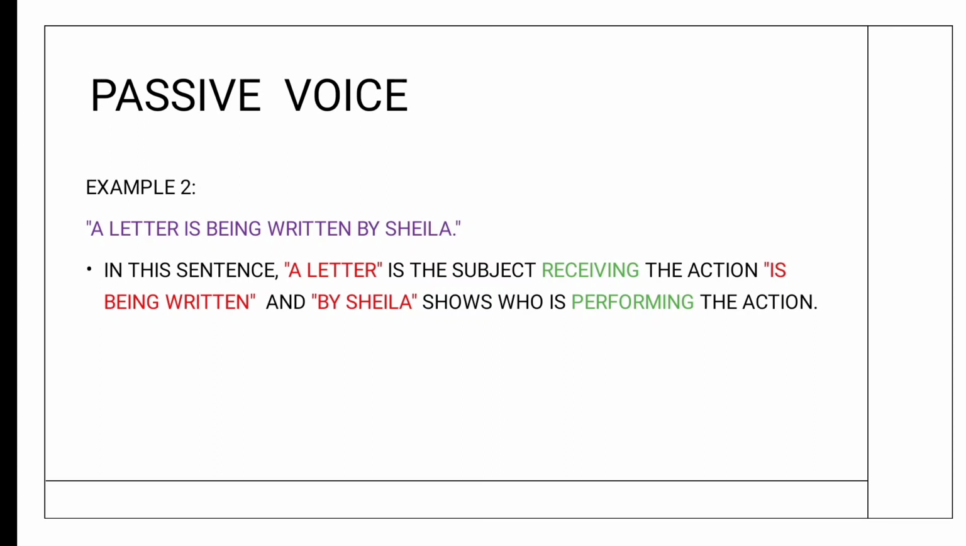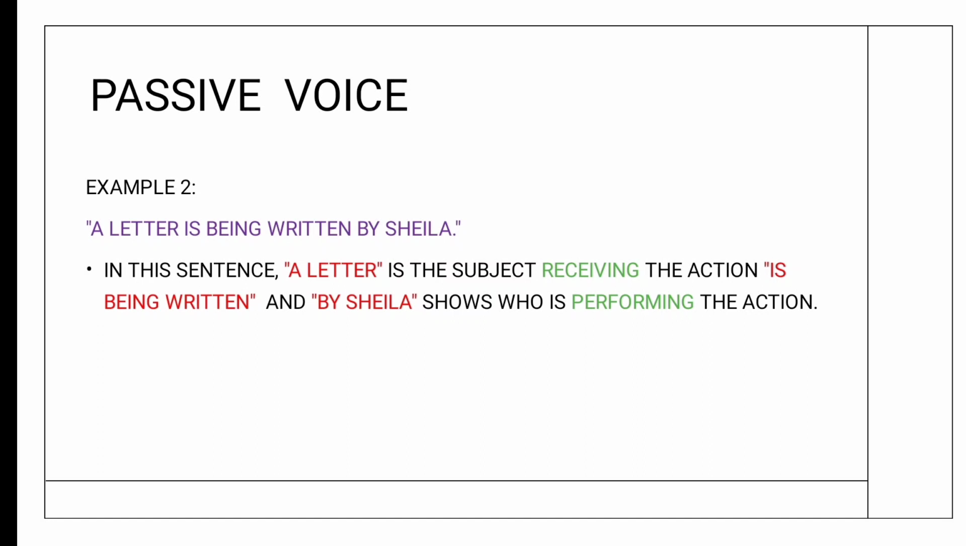Okay, let us see one more example. A letter is being written by Sheila. So a letter is the subject here according to the passive voice, and Sheila is the object. The performer is the object here. A letter, which was the object in the active voice, is receiving the action, and it is the subject here in the passive voice.